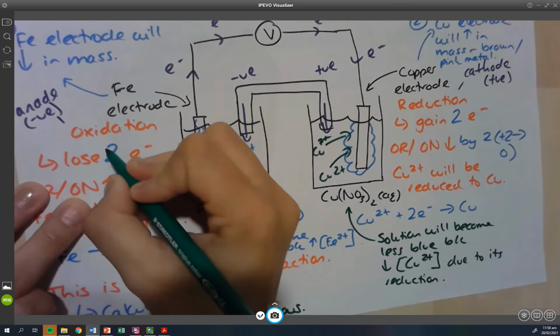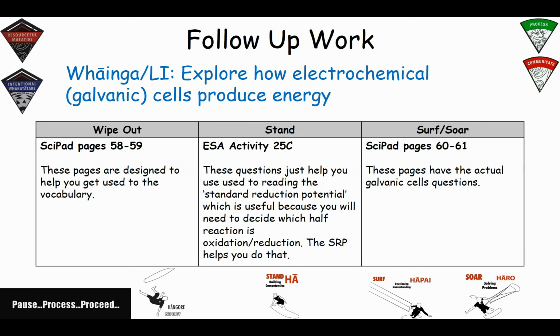This is good because it doesn't make you do the galvanic cells. It just makes you learn how to use the standard reduction potential and basically helps you figure out which one's oxidant, which one's reductant, which one's a stronger oxidant, which one's a stronger reductant. Just real kind of foundational stuff, which is going to be useful to just classify and identify. The SOAR stuff then would be the SciPad pages 60 to 61. That one has specific questions geared towards galvanic cells.